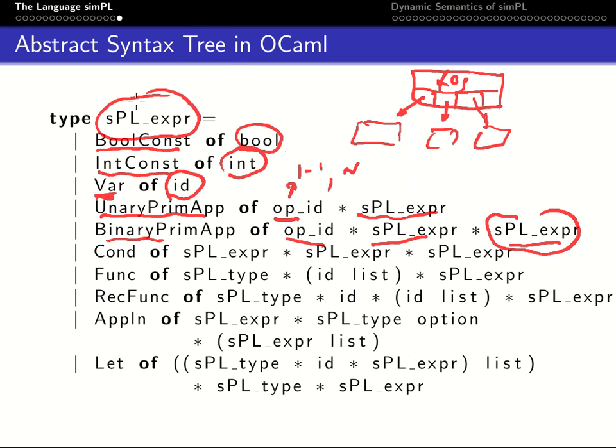Because it's a tree. Remember that trees have recursive elements. It's either a node of two other trees or a leaf of something that is sort of like a constant. So these three are the leaves, and everything else is the nodes. The nodes have different tags.